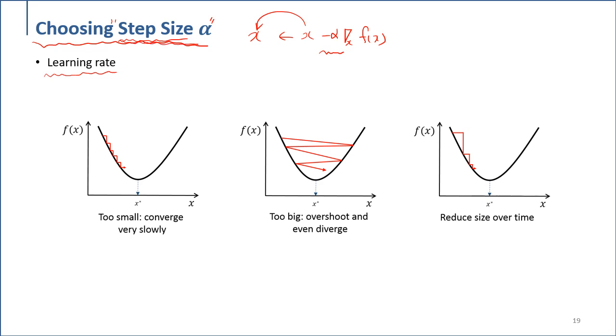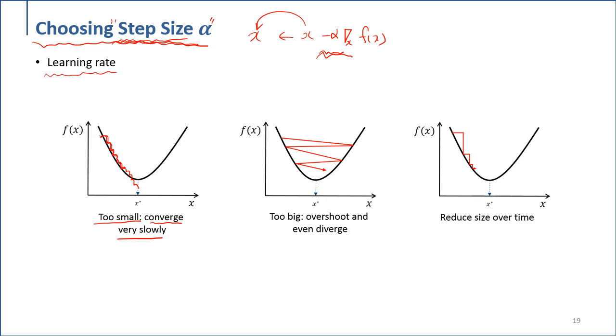So let's see some examples of choosing a proper step size. Let's assume that alpha is too small. In that case, your update will change by a very small size. That's why we call this a step size. So it will take lots of time and converge very slowly. For example, from here to here, it will take a really long time.